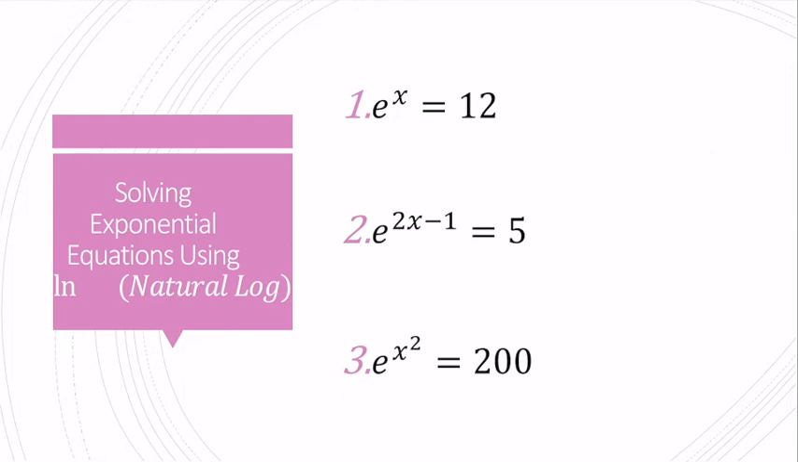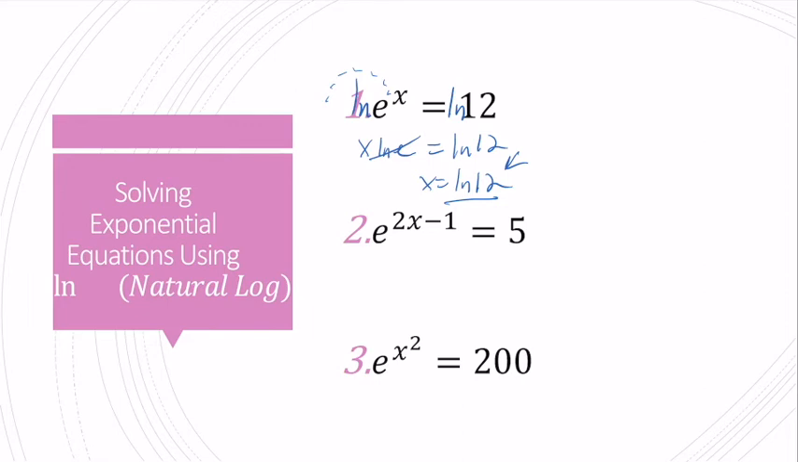So if I take the natural log of both sides, I can move this x to the front. So I have x natural log of e equals the natural log of 12. Well, the natural log of e is 1, so I get x equals the natural log of 12. Now, if you plug this into your calculator, you will get an irrational number, and that's okay. On an exam, I prefer if you leave them in natural log form. On the homework, it may ask you to give them an exact value.